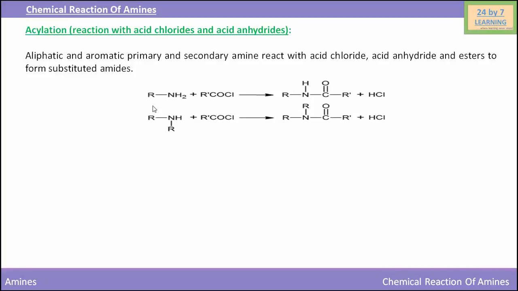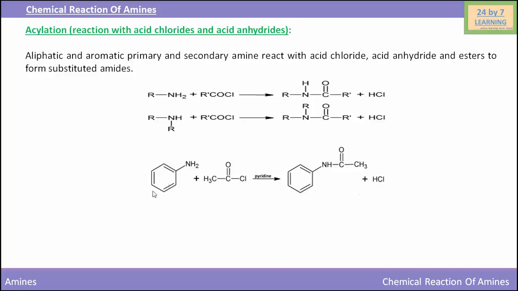Here are the reactions. You can see RNH2, that is the primary aliphatic amine, when reacted with RCOCl, that is the acid chloride, the reaction will yield RNHCOR, that is the substituted amide, and as a byproduct you will get HCl. Similarly, RNHR, that is the secondary amine, when reacted with acid chloride RCOCl, will also form a substituted amide. And here is the reaction for aromatic amines.